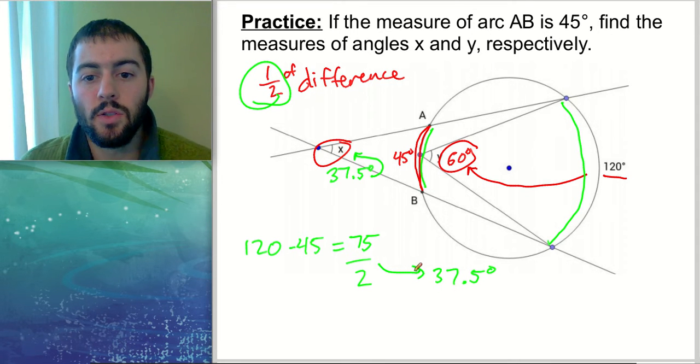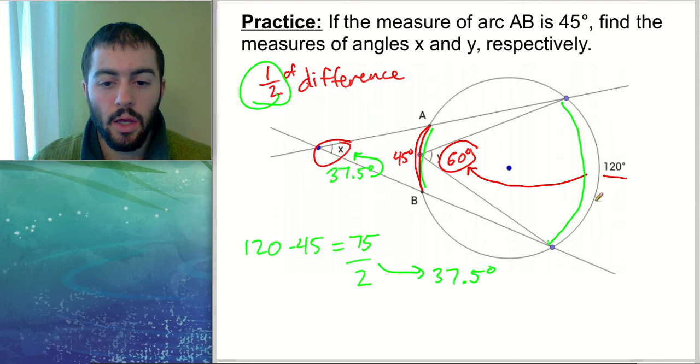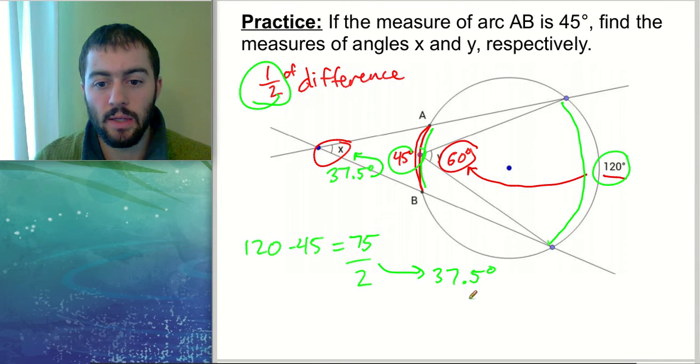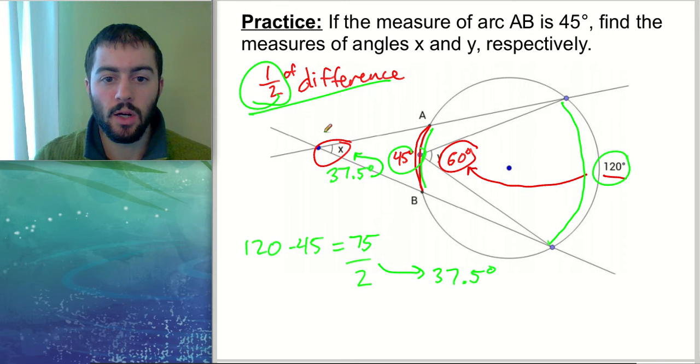All right, so we had to use two rules here. Our inscribed angle rule, that the angle is half of the intercepted arc, and we also had to use our rule for exterior angles, which is taking the difference. So we had 120 and 45 as our two intercepted arcs for this exterior angle. We subtract those, that gives us 75, divide that by 2, and gives us 37.5 for half the difference of those intercepted arcs to get the exterior angle measure here.